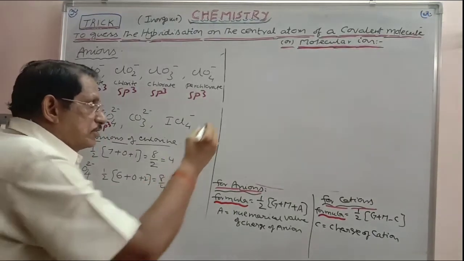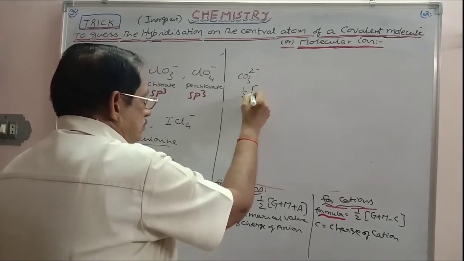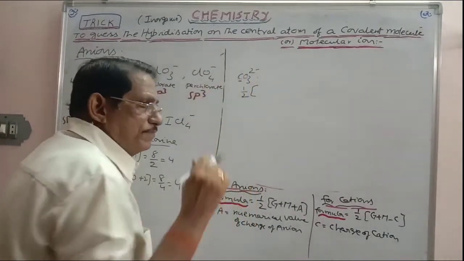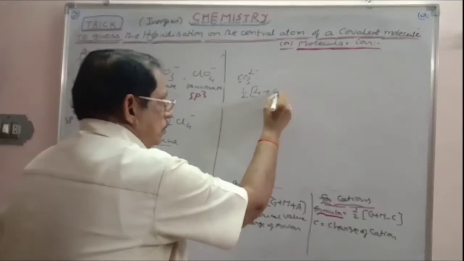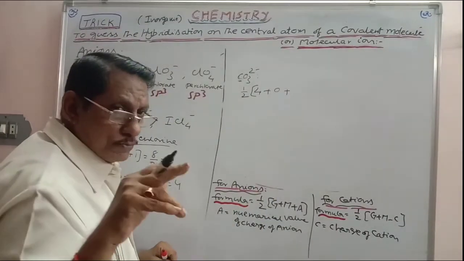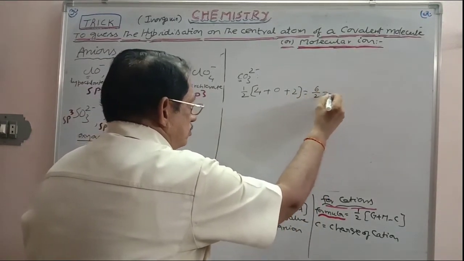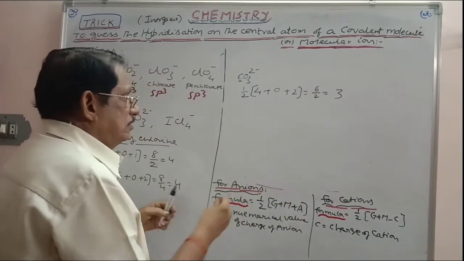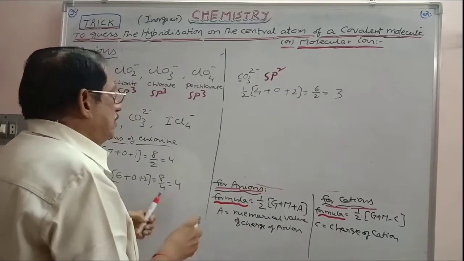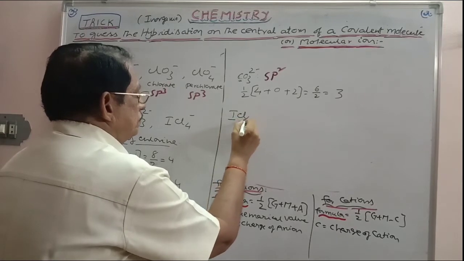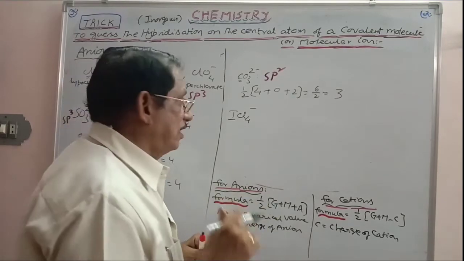Now let us take CO3 2-, half into G, group number of central atom. Central atom is carbon. It belongs to 4th group, 4. Number of monovalent atoms 0. Plus what is the charge of the anion? 2- means you have to take the numerical value 2. So this is equal to 6 by 2. This is equal to 3. So what is the hybridization here? In the case of CO3 2-, it is undergoing sp2 hybridization. Okay. Similarly, we can take ICl4-, interhalogen compounds and their anions.